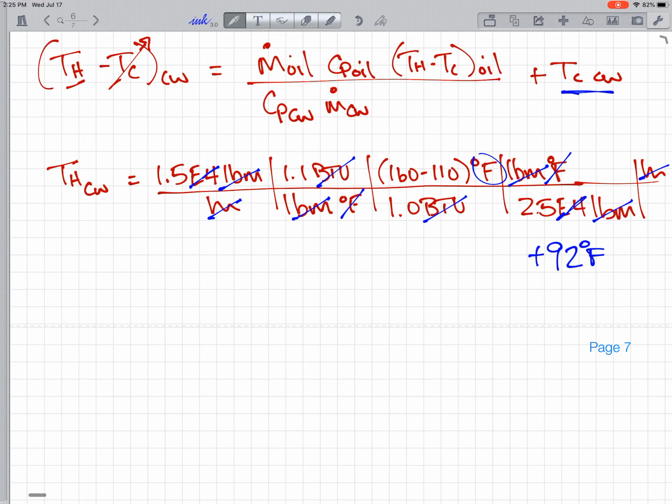1.5 times 1.1 times 160 minus 110, which is 50, divided by the quantity 1.0 times 2.5. That's going to be 33, plus 92 degrees on the cold leg. It's going to be 125 degrees, right? 33 degrees Fahrenheit plus 92 degrees Fahrenheit. That's going to be T hot of the cooling water. That is going to be 125 degrees Fahrenheit.